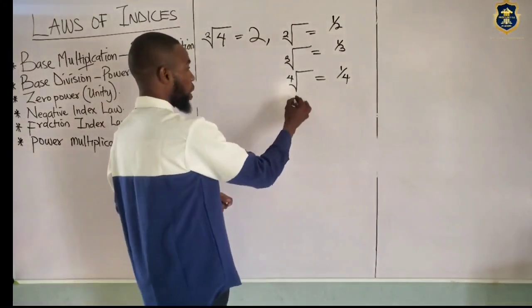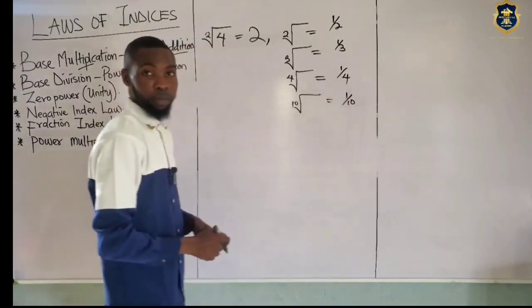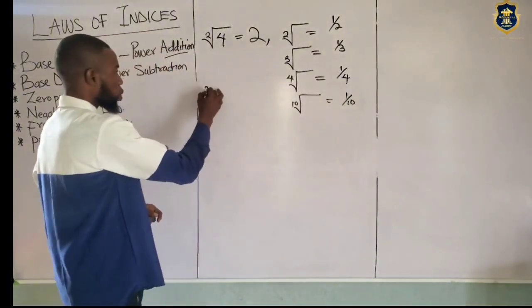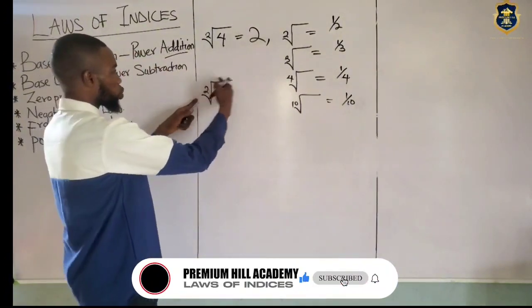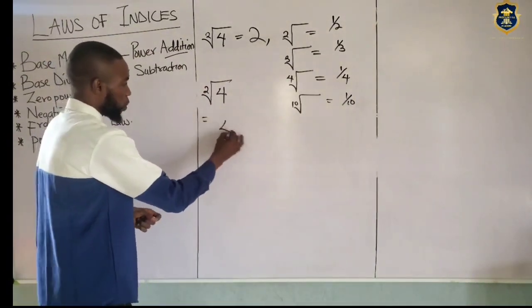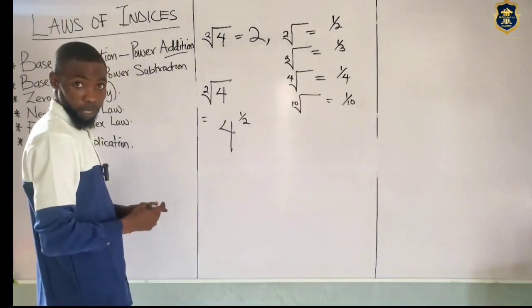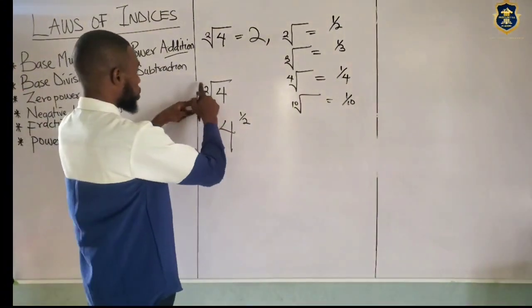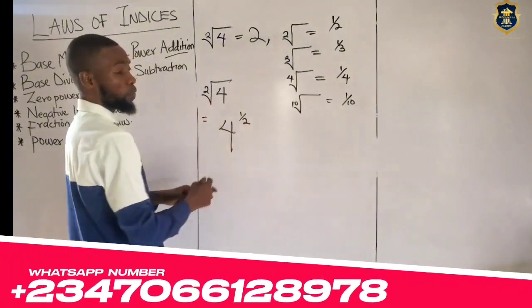Right? So if I have 10 root, it means the index of 1 over 10. So if we have the second root of 4, we can substitute these two roots to the index of 4. It can become 4 raised to the power of 1 over 2. Right? Yes. Because I said the second root is the index of 4.